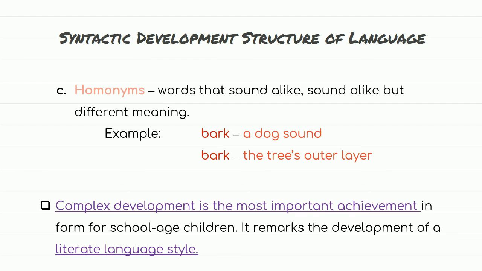In conclusion, complex syntax development is the most important achievement in form of school-aged children. It remarks the development of a literate language style.